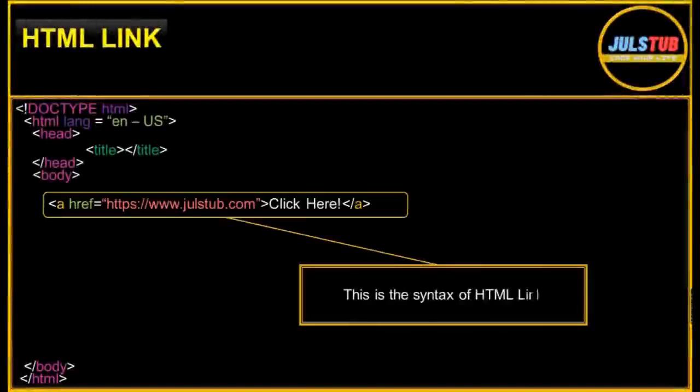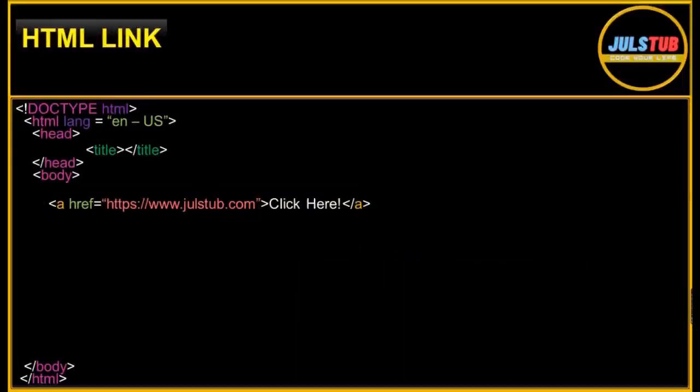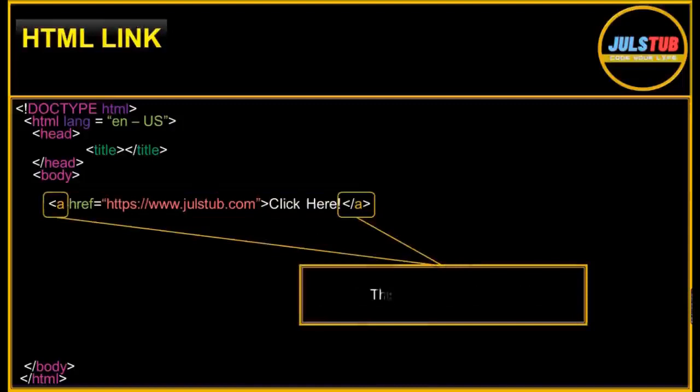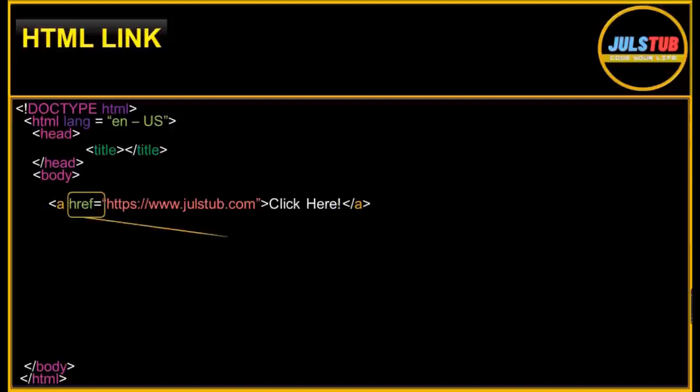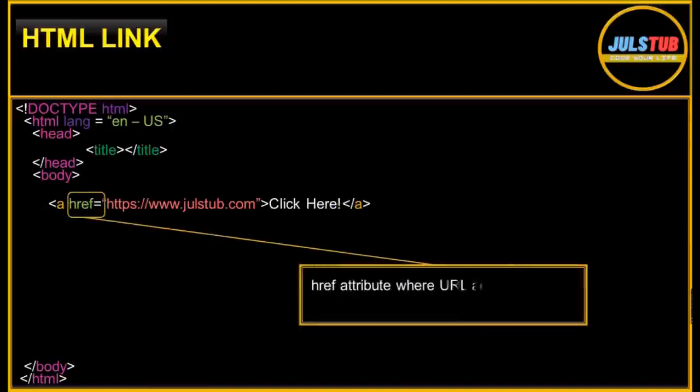This is the syntax of HTML link. This is the a tag, the HTML link element. The href attribute is where you input the source URL address.